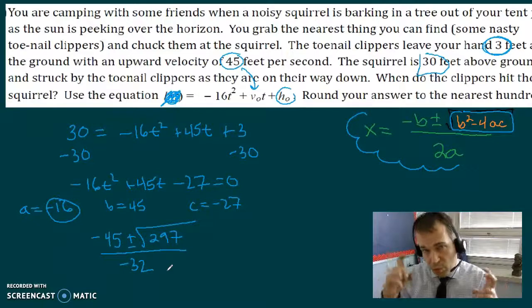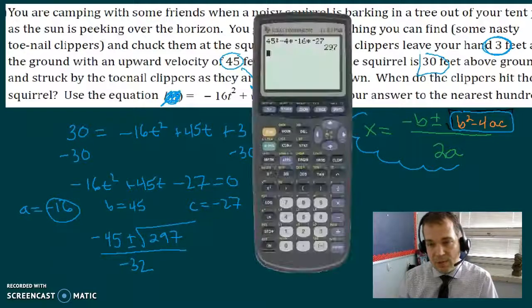Because this is like a real world problem, we want a decimal answer, so I'll get the calculator out again and I'll enter this entire thing by putting parentheses around the whole numerator, negative 45 plus square root 297. In this calculator, I've got to close out the square root and then close out the numerator as well. You may not have to have so many parentheses. Let me know if you have problems. Dividing all that by negative 32 gives us this answer.